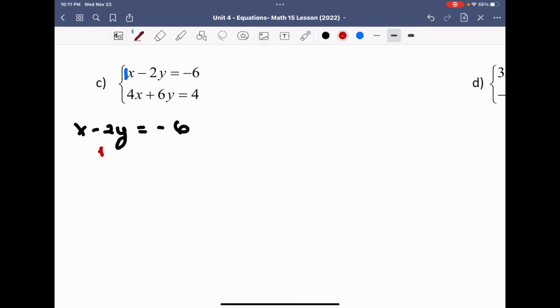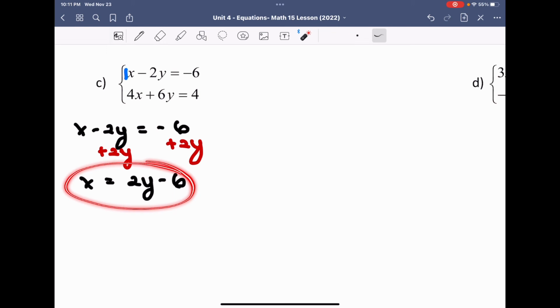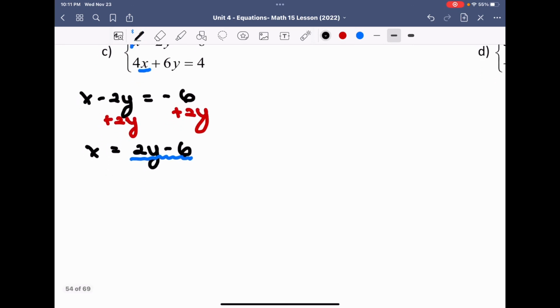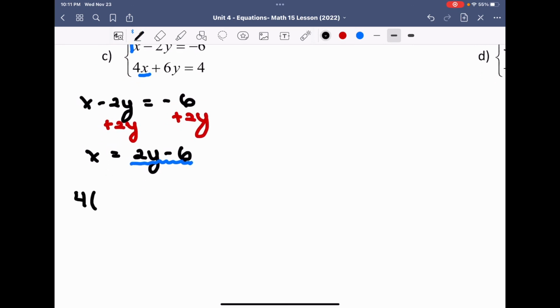When I isolate for x, I add the 2y across to both sides, and I'll get x is equal to 2y minus 6. Okay, now that I know what x is, I can take everything that x is equal to and plug it in for the x in the second equation here. So I'm going to underline our x in blue to show what we're doing here. We're substituting 4 times everything x is equal to. 2y minus 6 plus 6y is equal to negative 4, or positive 4 in this case.